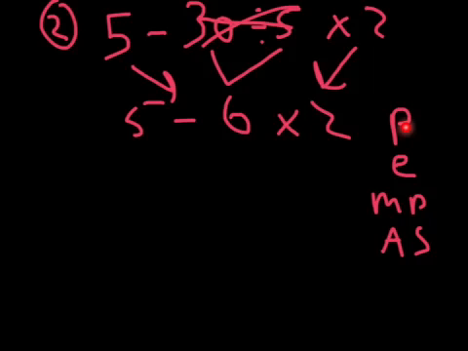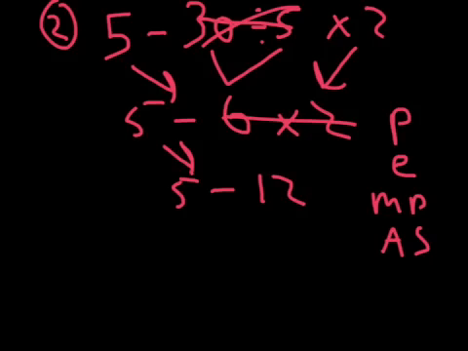So I don't have any parentheses. I don't have any exponents. I do still have some multiplication and division. I have multiplication right here, so I'm going to go ahead and do that next. 6 times 2 is 12. So I'm going to write 12 down here. I did 6 times 2, so I cross it off. And I'm left with 5 minus 12.